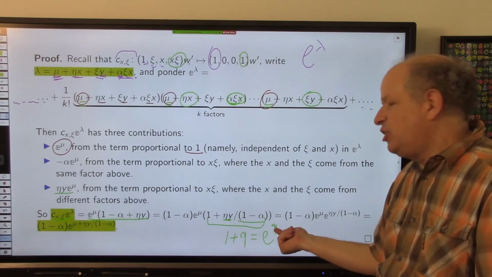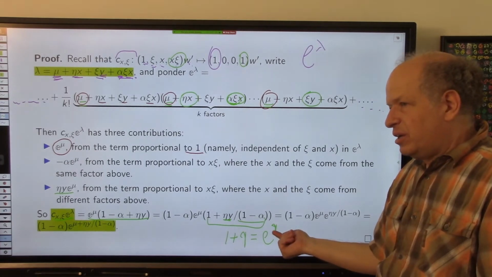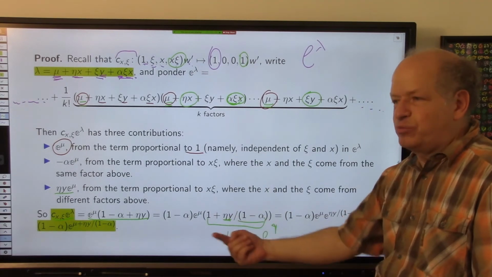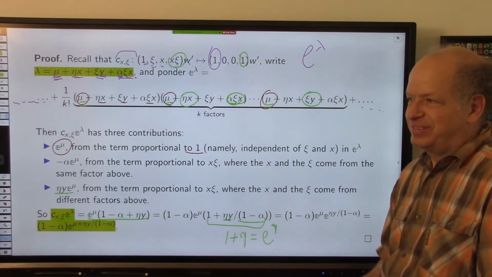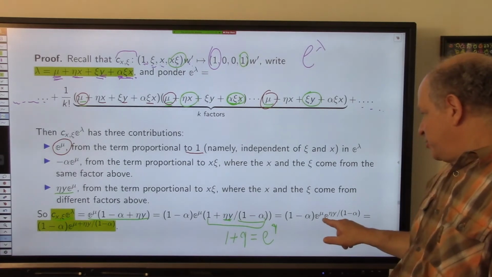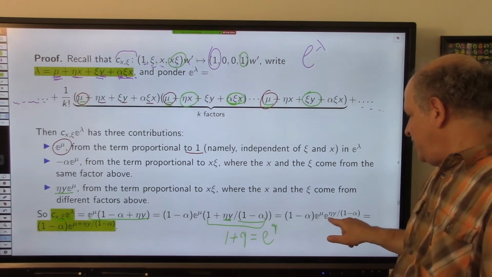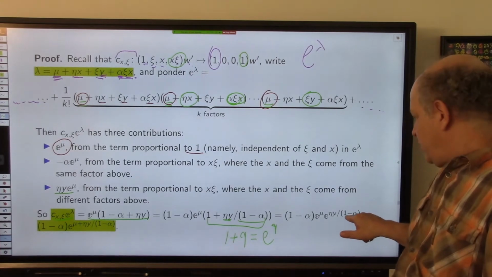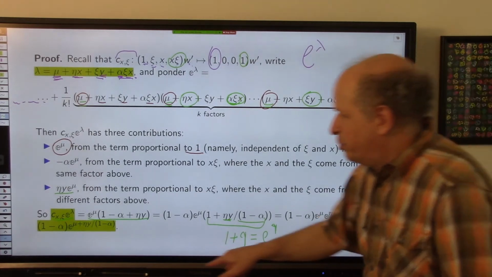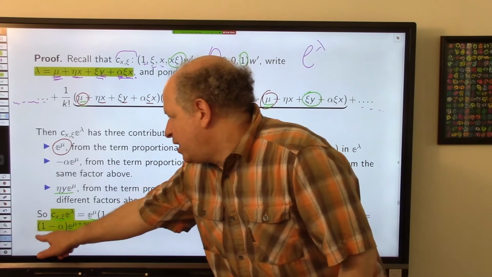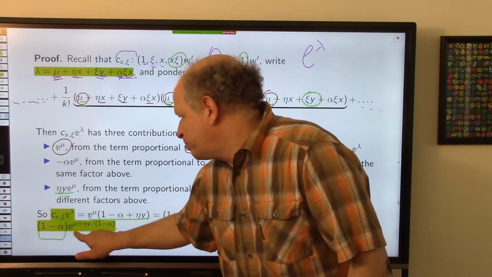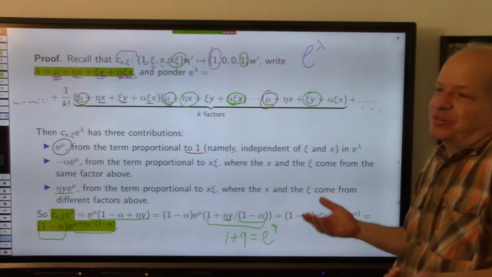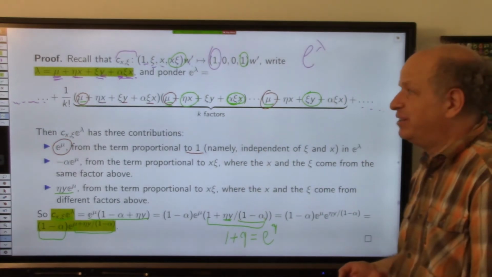Because if you expand e to the q, the next term beyond 1 plus q will already vanish because we are in an exterior algebra. So this is really e to the eta y divided by 1 minus alpha, and then I can combine the two exponentials, and I get a scalar times the exponential of a quadratic as asserted. Maybe it's a triviality, but it's a very useful triviality.